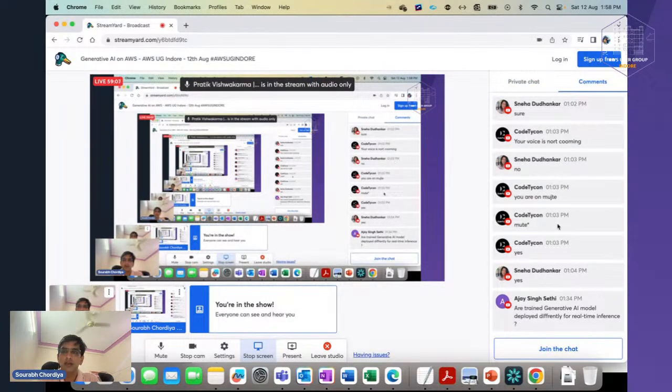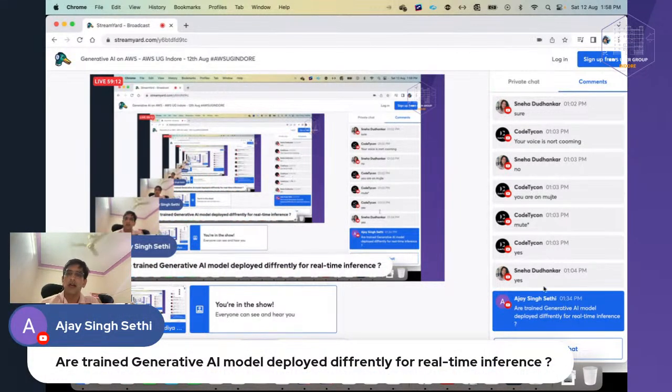Yes, sir. We have a question from Ajay Singh Sethi. He's asking, are generative AI models deployed differently for real-time inference? See, Ajay, trained generative AI models and real-time inference models, from a technology standpoint, would be deployed in the same way, because they are models and they would need endpoints for communication. So there is no difference.